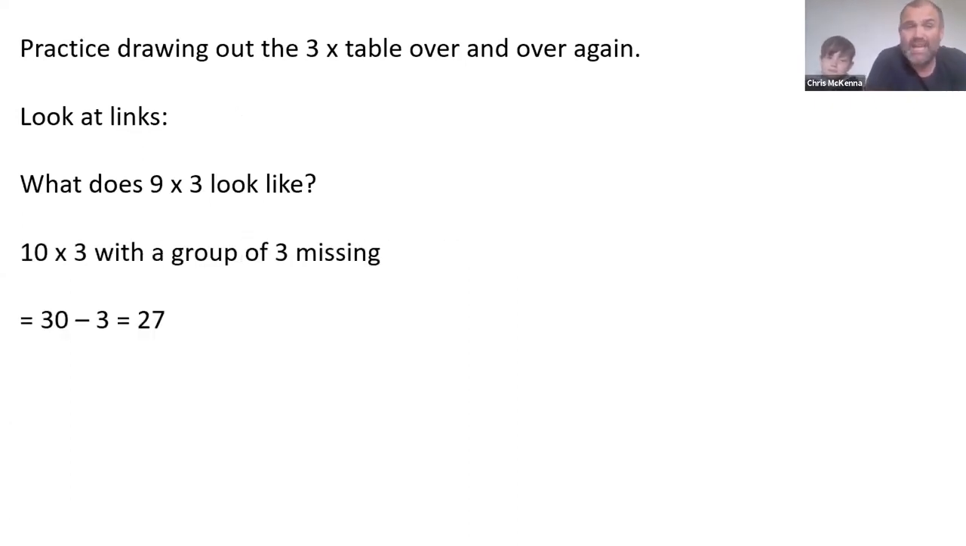Again, you might think, what does 9 times 3 look like? Well, you might say 9 times 3 is 10 groups of 3 with a group of 3 missing. That's like 30 with 3 off it, or 30 subtract 3, so it's 27. So there are lots of patterns and connections you can make by drawing the 3 times table out with the 3 dots and the array, and look and see exactly what's happening and study it and look for patterns.